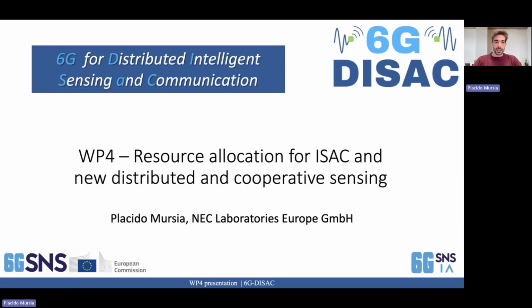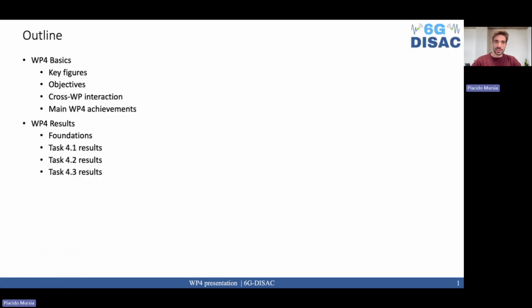Hello, everyone. I'm Placido Murcia, and today I'm going to give you an overview of the work carried out within the 6G-DISAC project, and specifically within Work Package 4, which is about resource allocation for ISAC and new distributed and cooperative sensing. So the presentation is structured into two main sections.